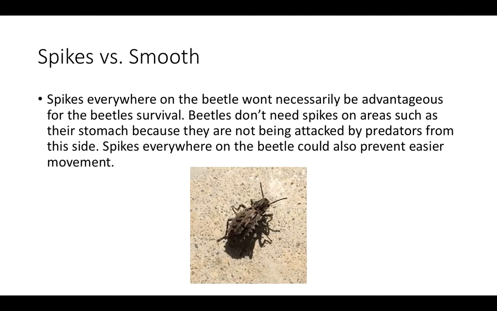As we can see, not every cell in the ectoderm will have spikes. Some can be smooth. Spikes everywhere on the beetle won't necessarily be advantageous for the beetle's survival. Beetles don't need spikes on areas such as their stomach because they are not being attacked by predators from the side. Spikes everywhere on the beetle could also prevent easier movement for them.